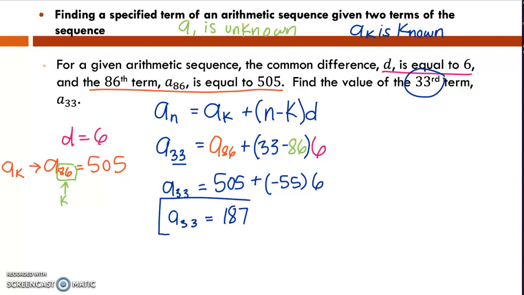Now, if we think about this arithmetic sequence, we were given a term that was further along in our sequence than this a sub 33, right? Because a sub 86 is way over here, it's the 86th term, and a sub 33 is here. But from a sub 33, I need to add 6 each time to get to a sub 86. So it makes sense that a sub 33 is less than a sub 86. If I was adding negative 6, then I would want my further terms to be less. So always refer back to the problem when you're using these.